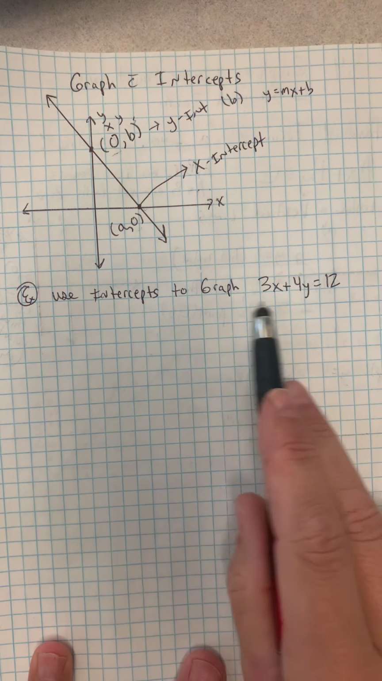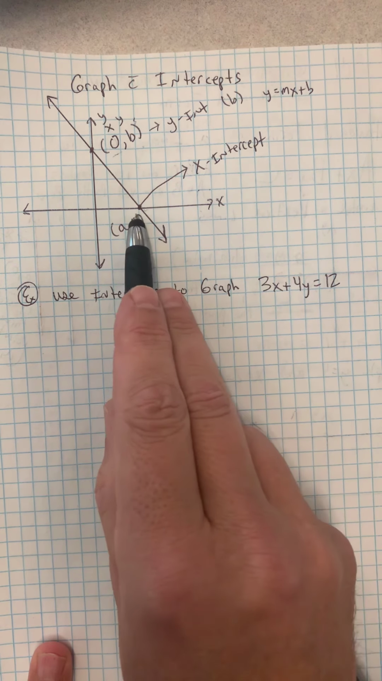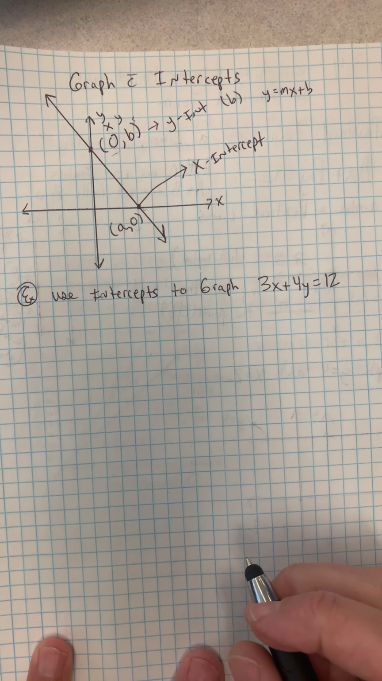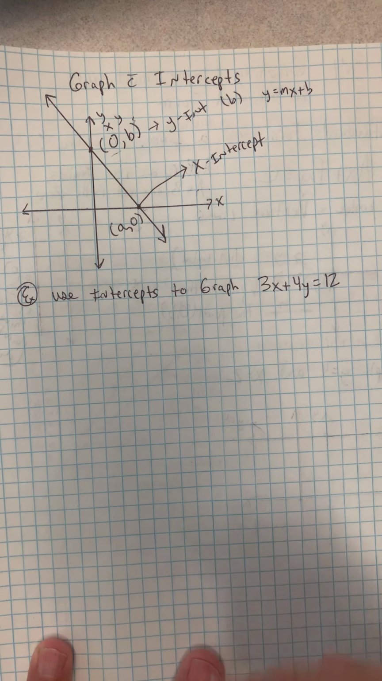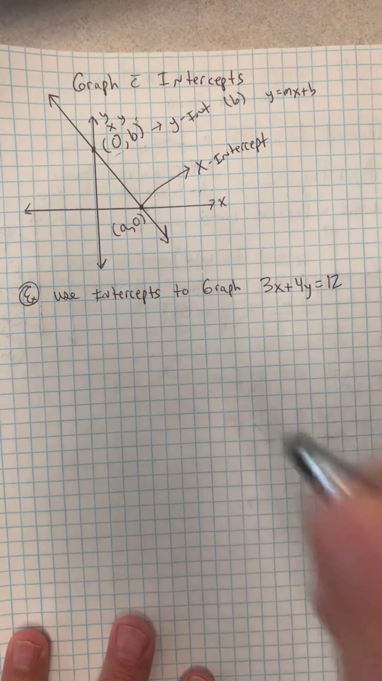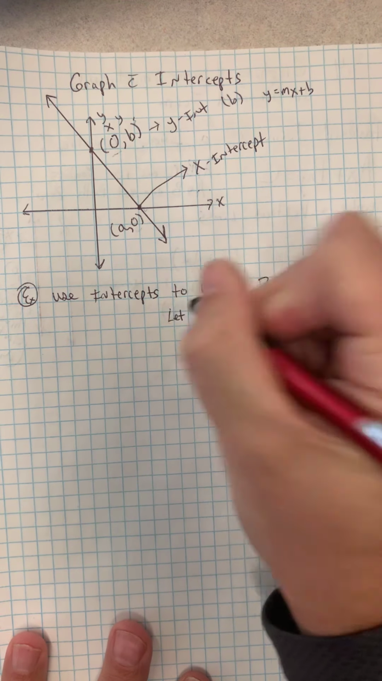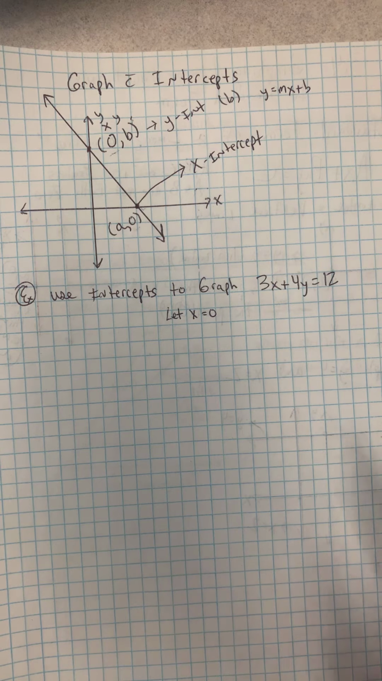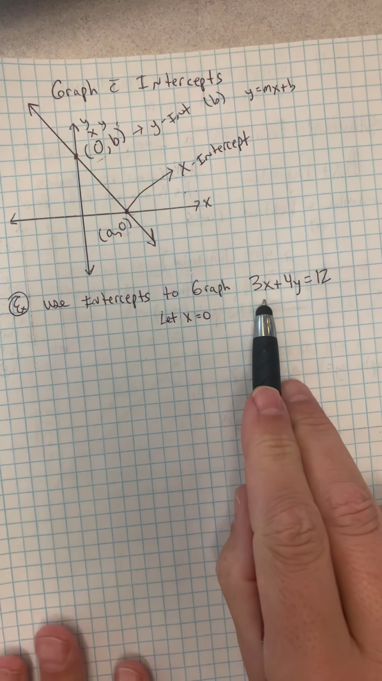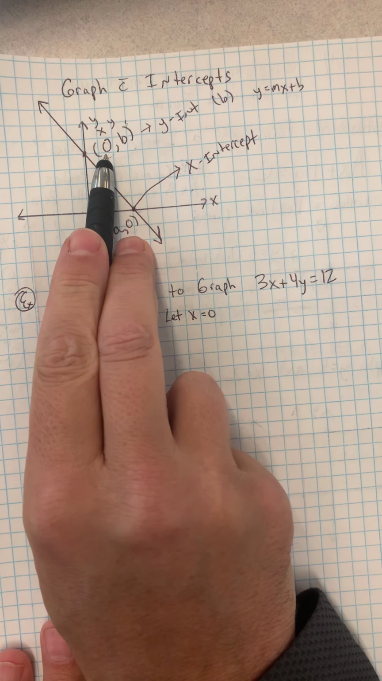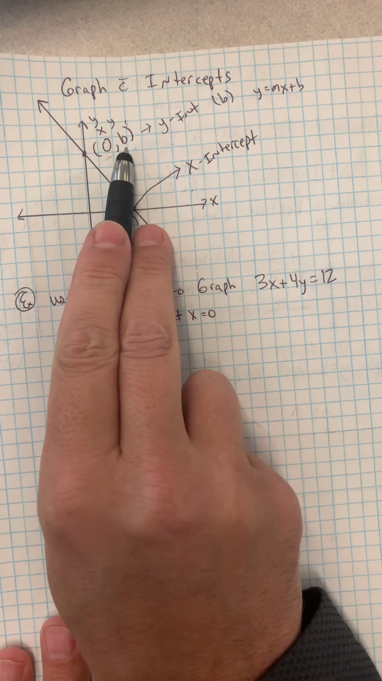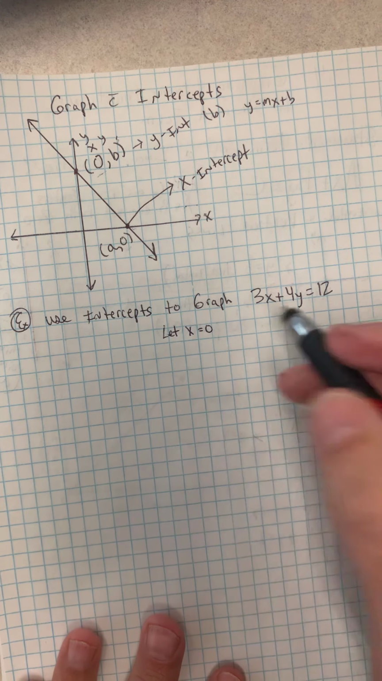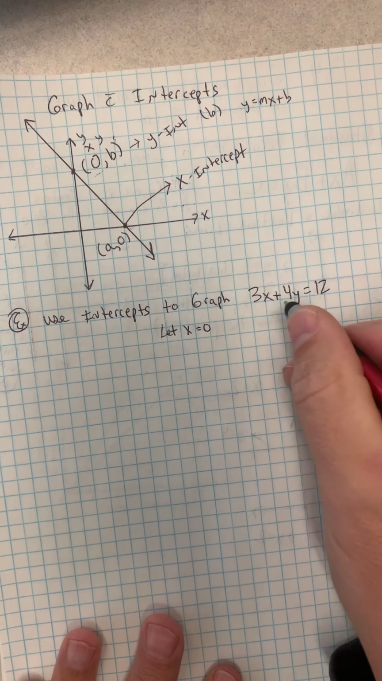I want to get where it crosses the x-axis and where it crosses the y-axis. And to do that, I am going to say let x equals 0. Because if I let x equal 0, I know I'm going to have an ordered pair of 0, y. I can find that y and I can find the intercept. Plug it in. Let x equal 0. I'm going to plug it right into this equation.